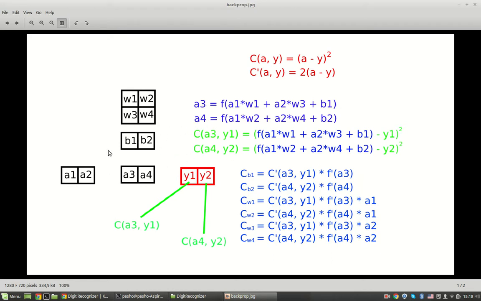A4 is A1 times W2 plus A2 times W4 plus B2. And of course the sigmoid of that. So that's A4, that's how we get A4.